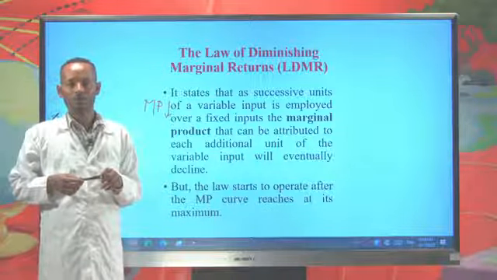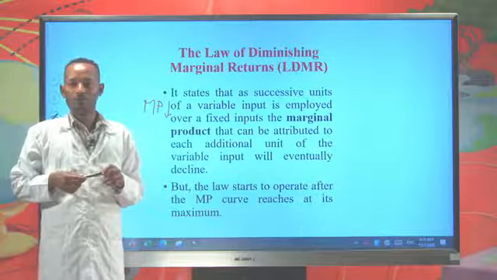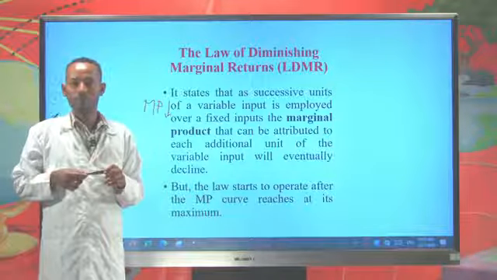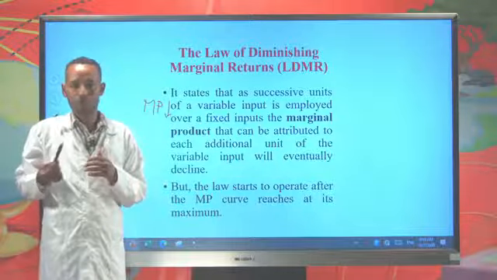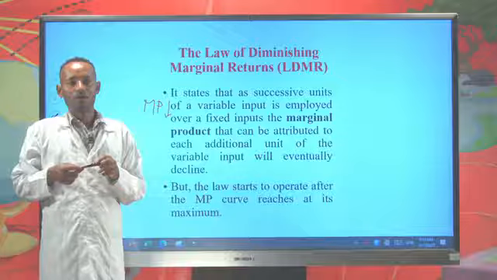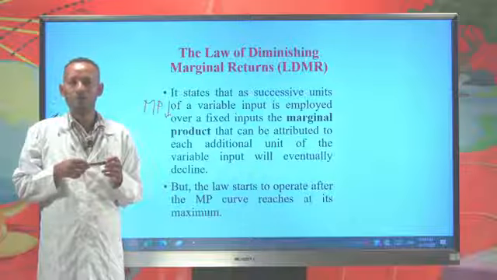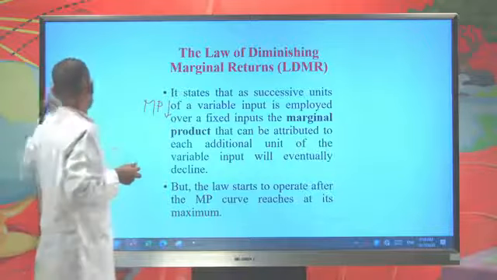For example, if we have 2 hectares of land, producing wheat on 2 hectares of land by one labor is good. If we employ another labor, it is very good. But if we employ 10,000 laborers on 2 hectares of land, then the additional output that we get from additional employment of the variable input labor will always decline. We will not get good output from the given combination of the inputs.